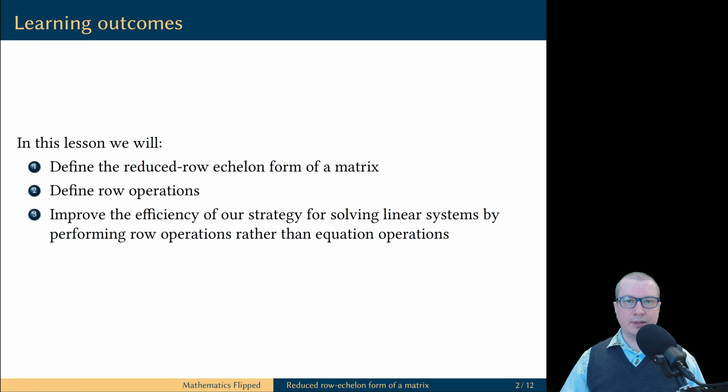In this lesson we will define the reduced row echelon form of a matrix, we will define elementary row operations, which are going to be the analogs of equation operations we perform on a linear system, and we improve the efficiency of our strategy for solving linear systems because we will be using row operations on the augmented matrices rather than the equation operations on the equations of the linear system.